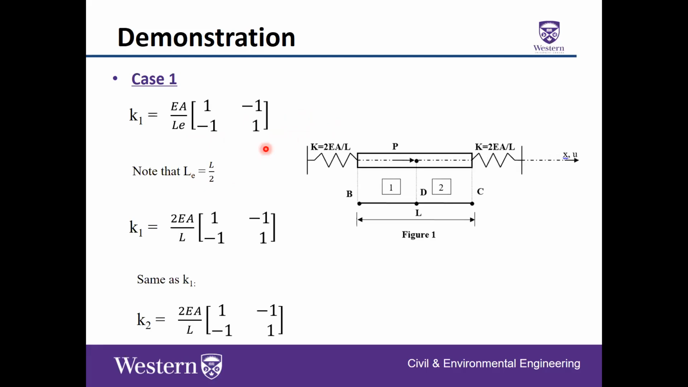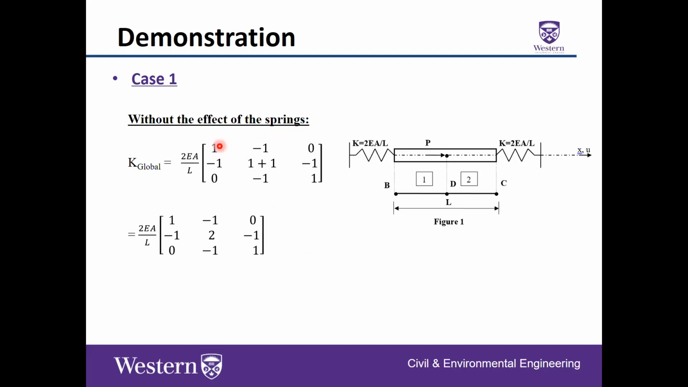And we know already from the past slide that for B, D, we have 1 minus 1, minus 1, 1. So we go forward: 1, minus 1, minus 1, and 1. Those 4 elements correspond to the first element, which is BD. And we go for the other element, which is DC. Those 4 elements formulate the new global stiffness matrix that we have.